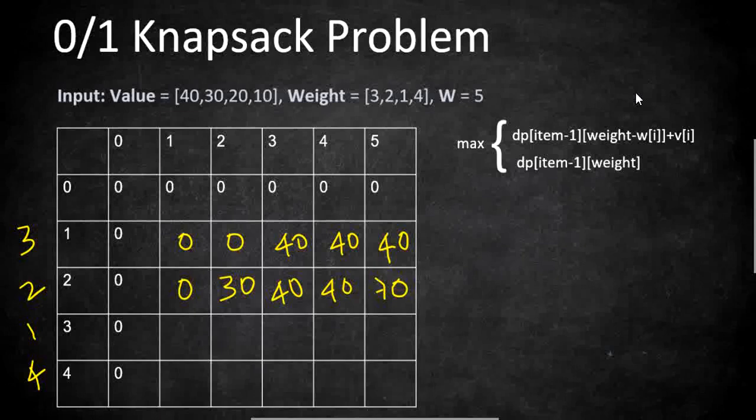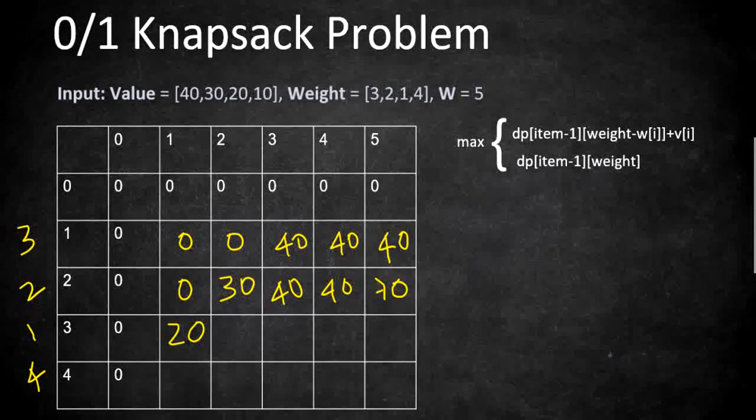So now we are going to pick, or consider, item number 3 whose weight is going to be 1. So now the maximum capacity is going to be 1. So here, if we are picking the item, the value we are going to get is 20. So we are filling 20 here.